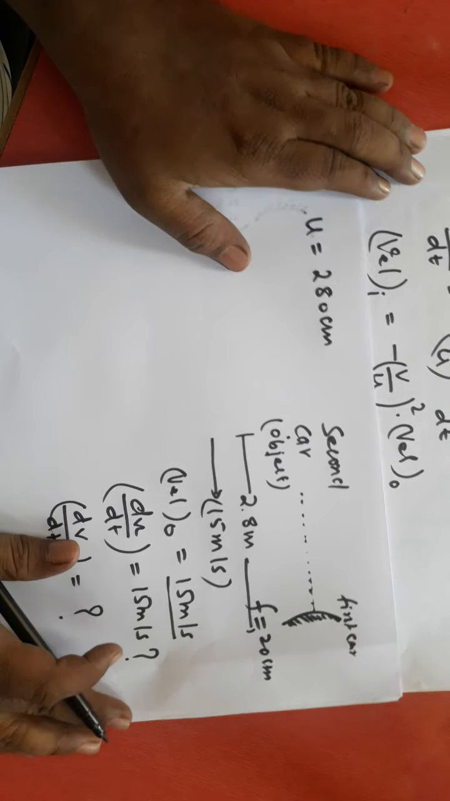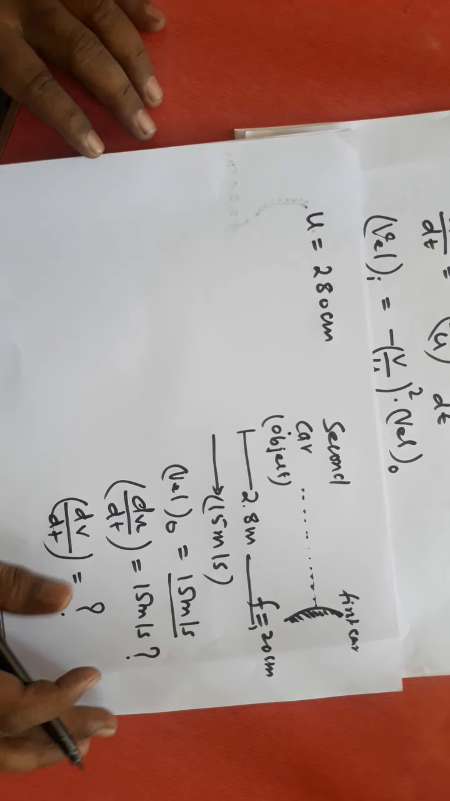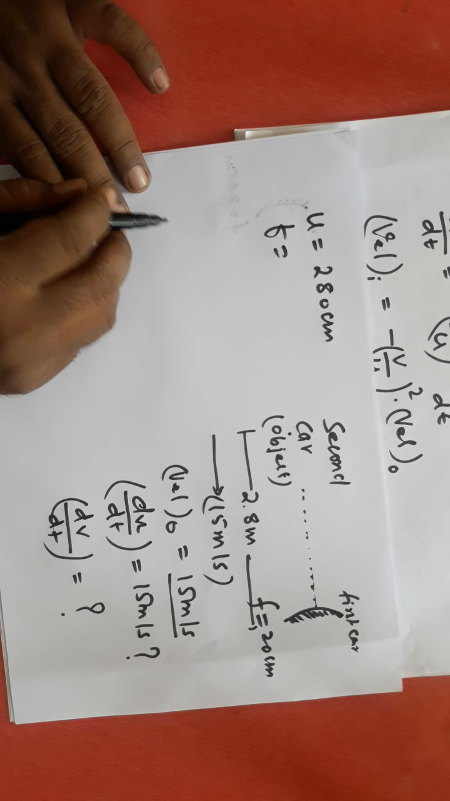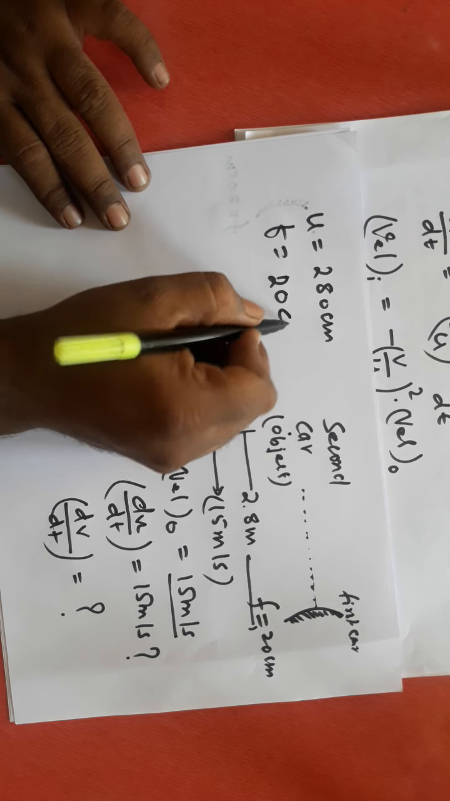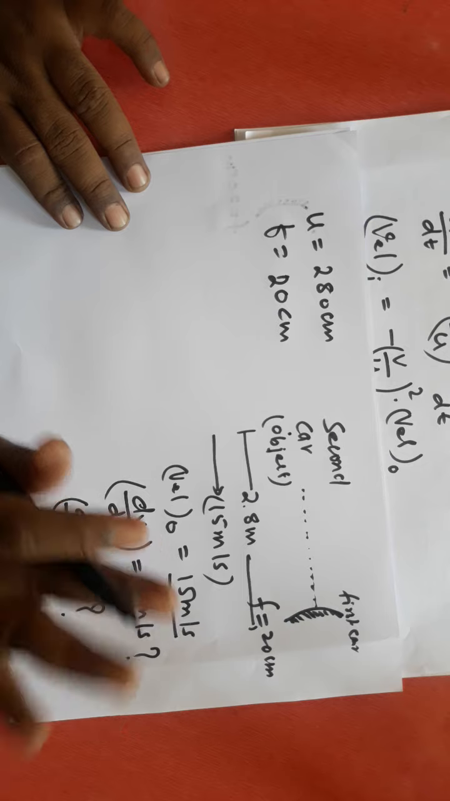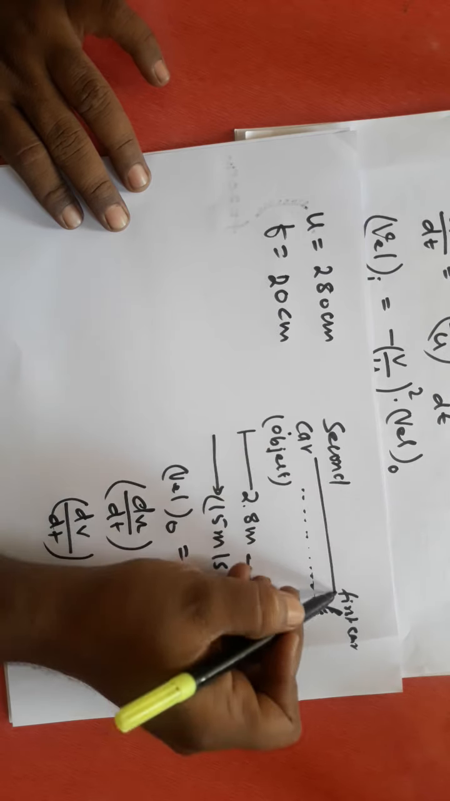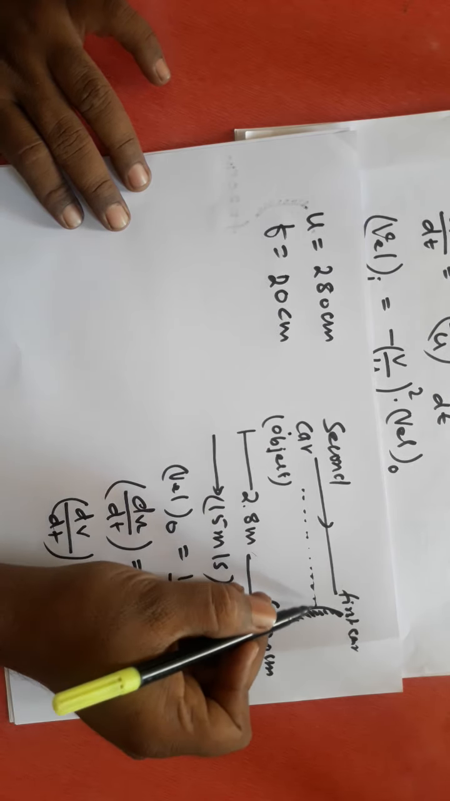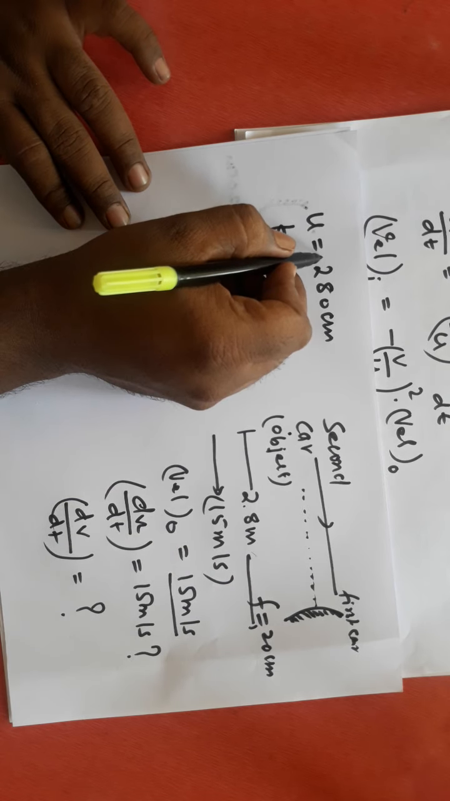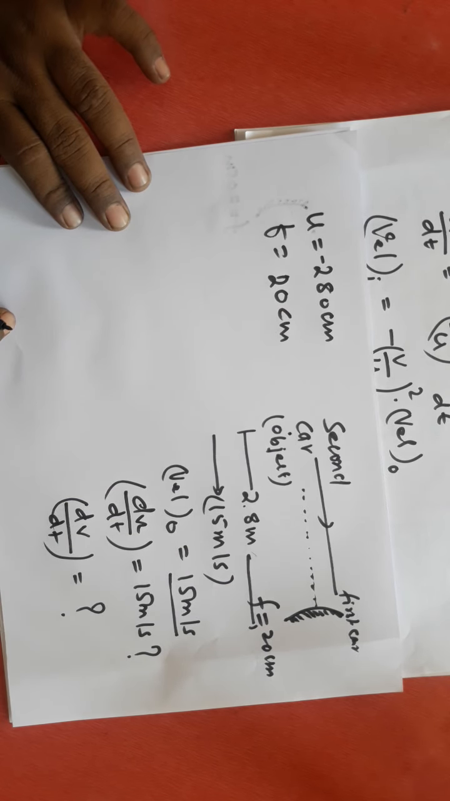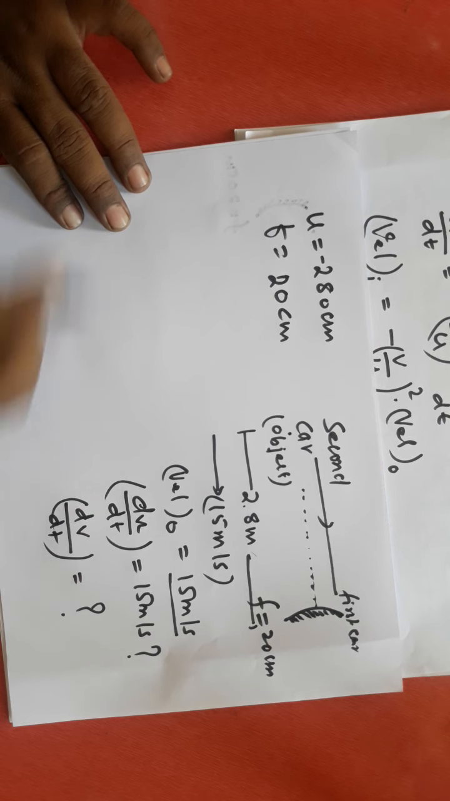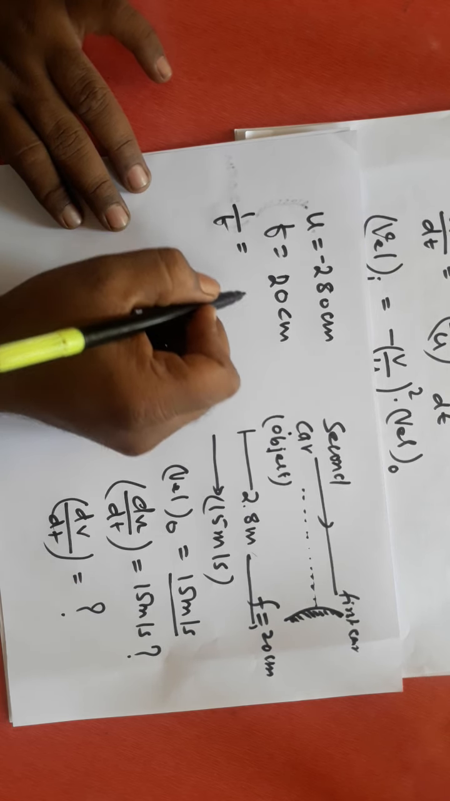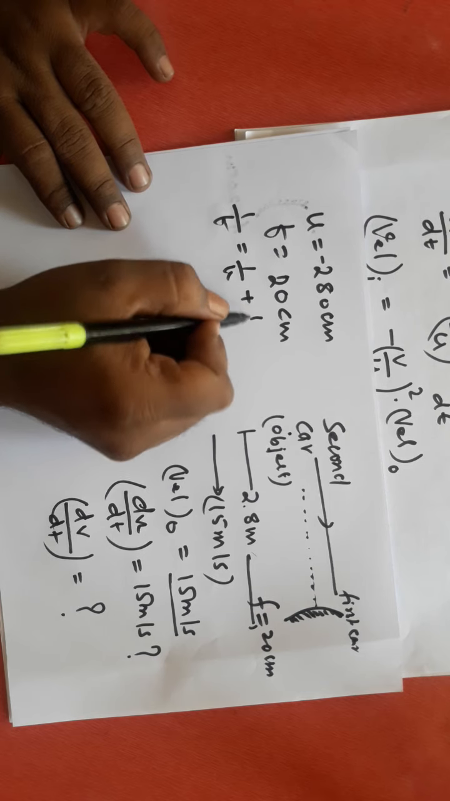Then what is f? F is equal to 20 centimeter. Sign convention: light is going like this, and we are measuring in the opposite direction, so this will be minus 280. U is equal to minus 280 centimeter. Since it is a convex mirror, focal length is positive. Then what does the mirror equation say? 1 by f is equal to 1 by u plus 1 by v.